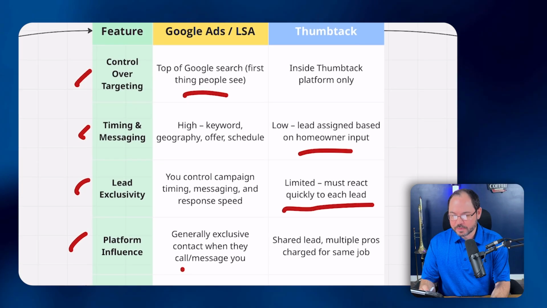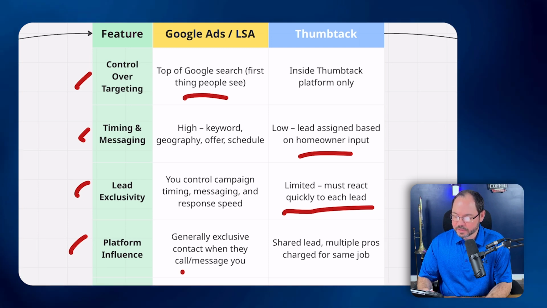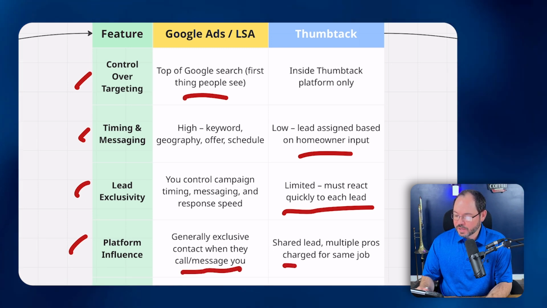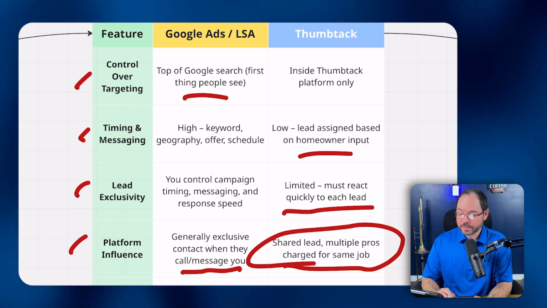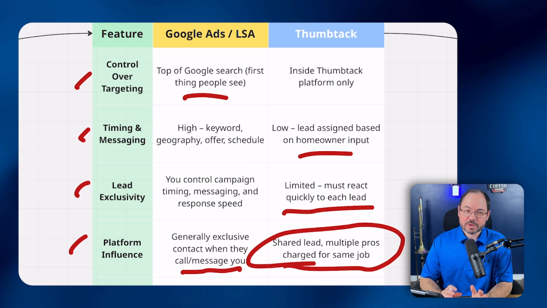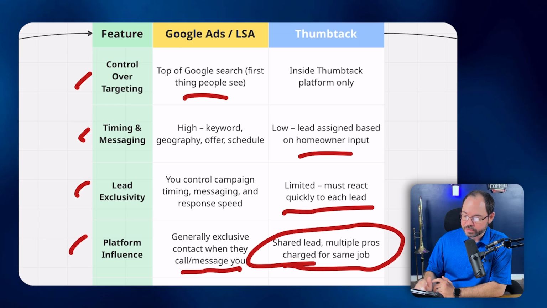Platform influence. Generally, contact is exclusive when somebody calls or messages you, and then everything else is shared with Thumbtack. That's it, there's nothing else to it. So you get control over who's calling and messaging you, and that's what you want when it comes to your leads. Everything else is shared, and you may not even get the lead, and you're going to lose the money.